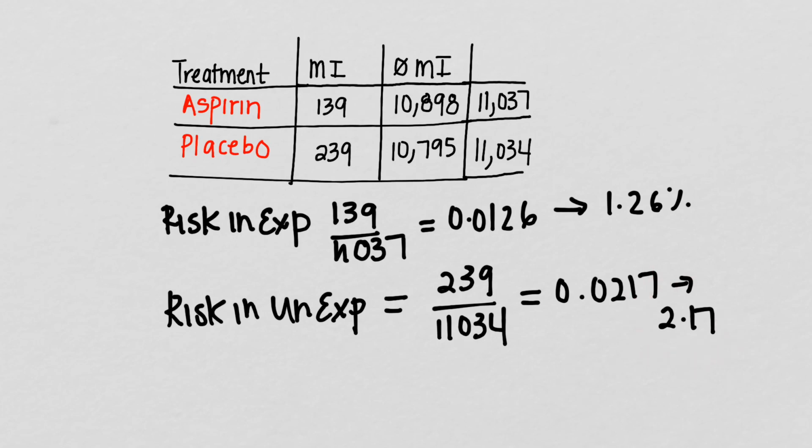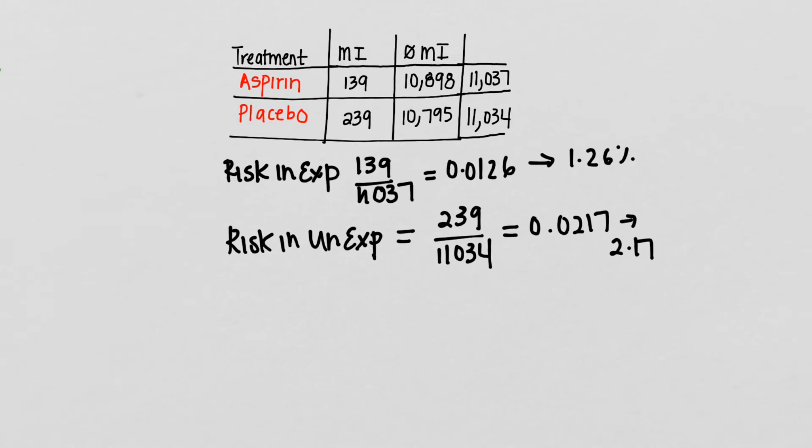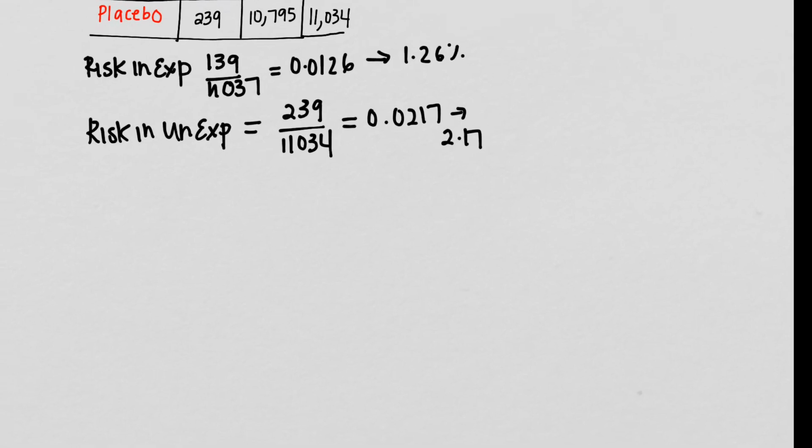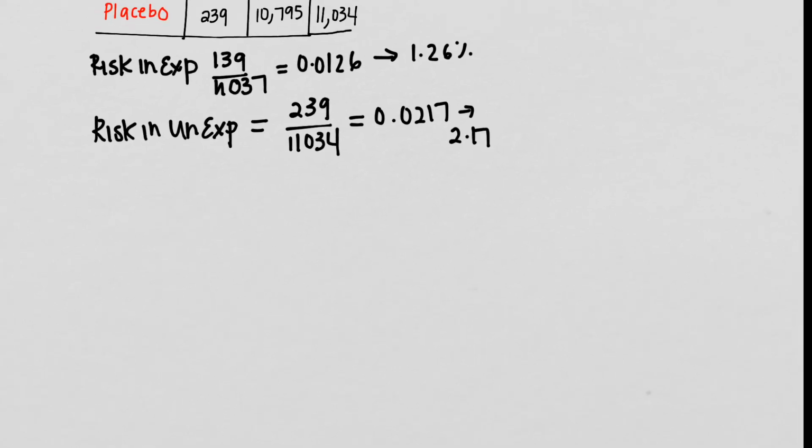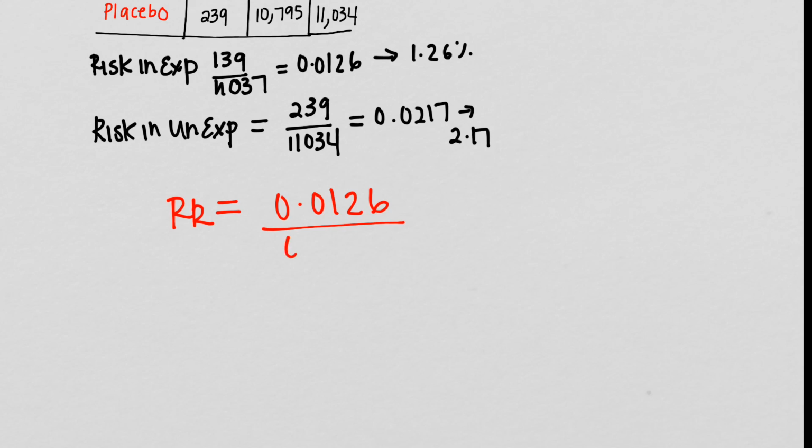But if we wanted to know what the risk ratio was, then we have to take that a step further. And so what we would do is exactly what we've done for the odds ratio, and we would say the risk ratio is equal to that 0.0126 risk in the exposed group divided by the risk in the unexposed group, which was the 0.0217. And basically what we get is 0.58.